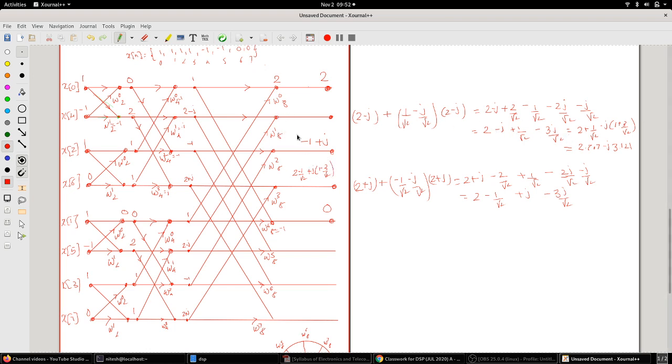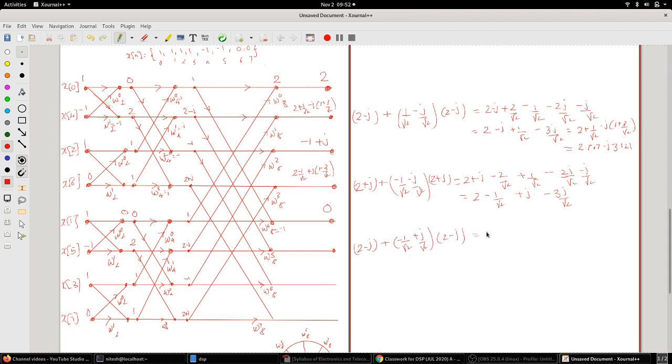Same way here, right? 2 plus 1 upon root 2 plus or minus j into 1 plus 3 upon root 2. This is what you get here. Okay, so now here this value here is 0. So this value here is 2 coming from here. There is 2 minus j coming from here and 2 minus j coming from here. So this value here is 2 minus j plus, this is in the second quadrant, so minus 1 upon root 2 plus j upon root 2, which is W5 of 8 into 2 minus j.